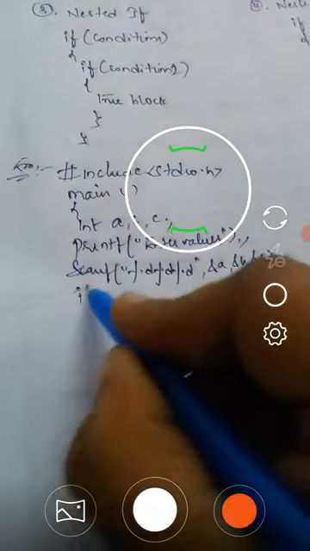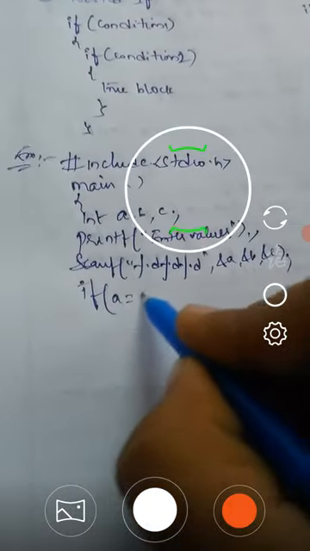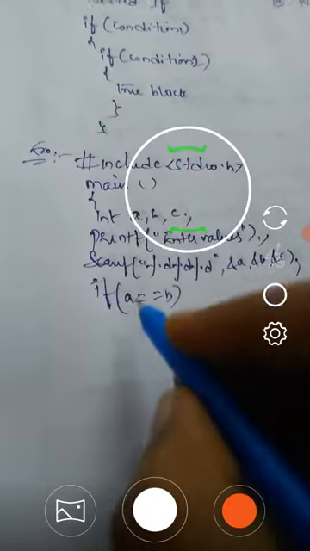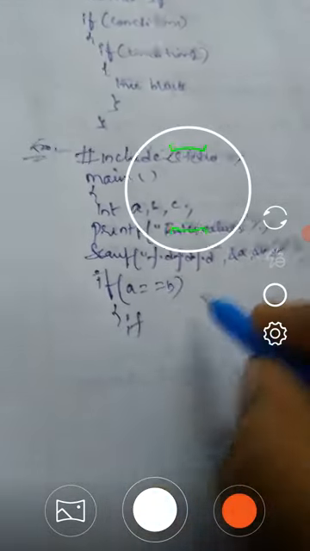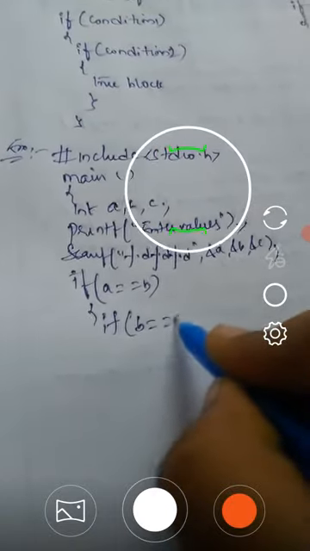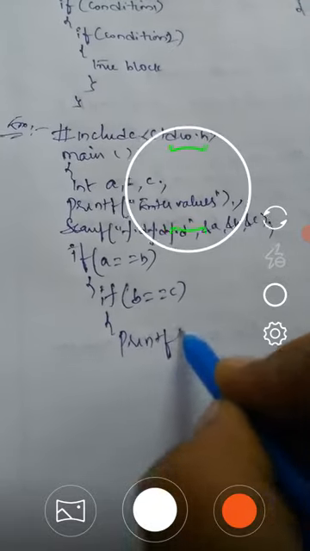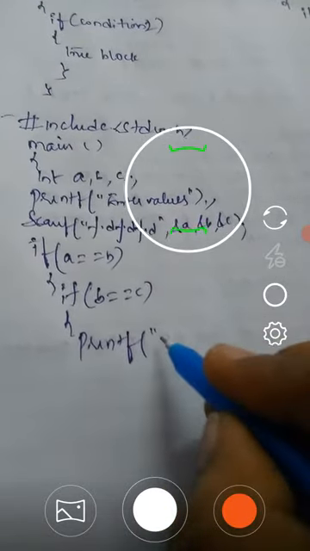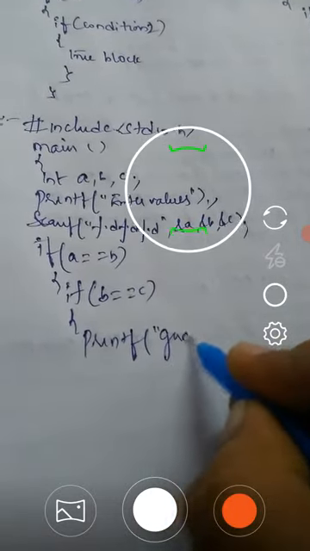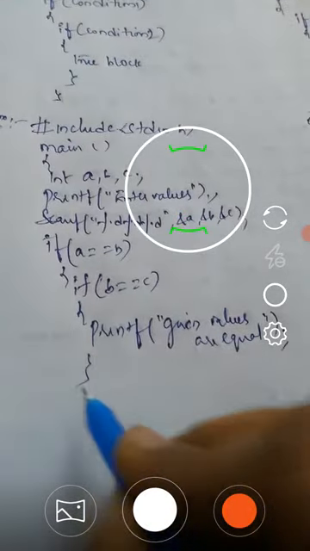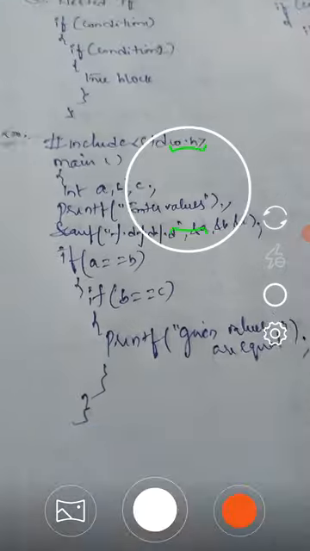After this I am writing a condition. If a is equal to b, and if this statement is true, what will happen? We will enter into the next condition. If b is equal to c, then print "Given values are equal". This is the nested if that I have written here.